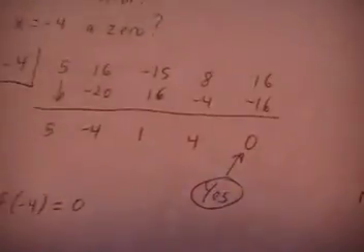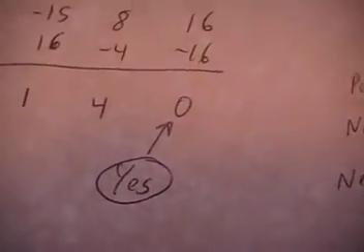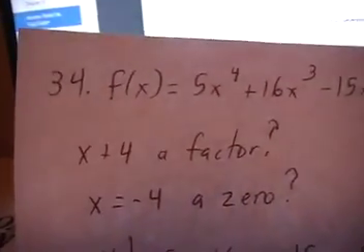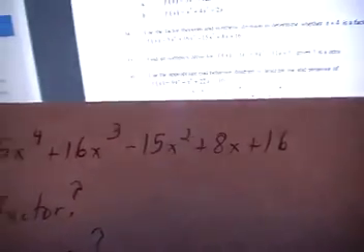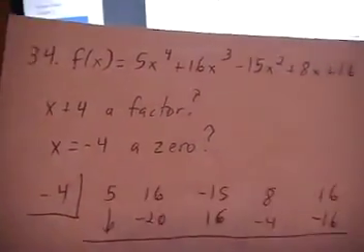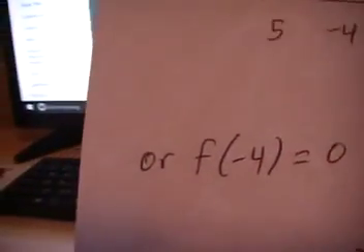So if you get 0 for a remainder, the last answer is the remainder, if there is one. If it's 0, there's no remainder, and that's when you say, yes, this truly is a factor of it. X plus 4 is a factor of this function, this polynomial, and then negative 4 is truly a 0 of it also. The other option is just to figure out f of negative 4.